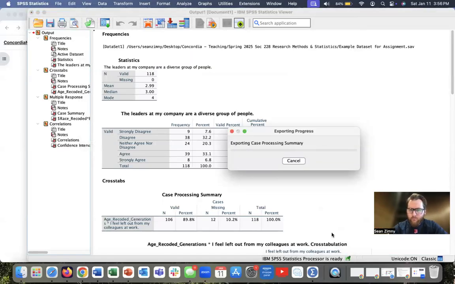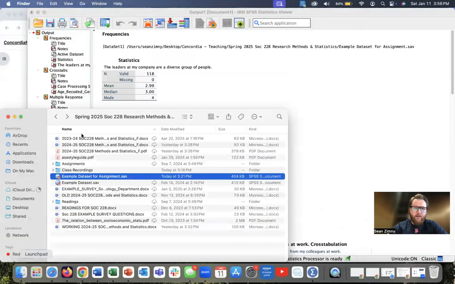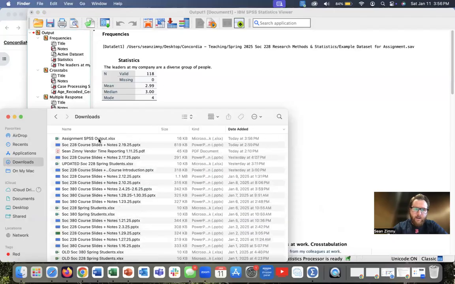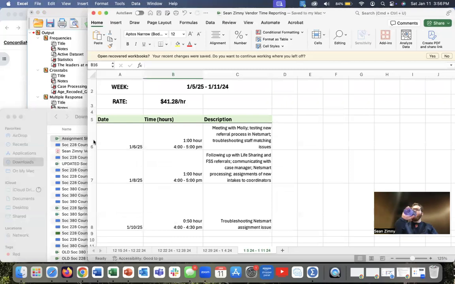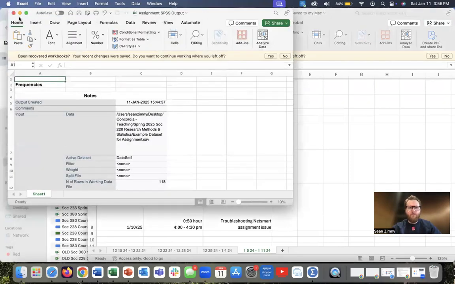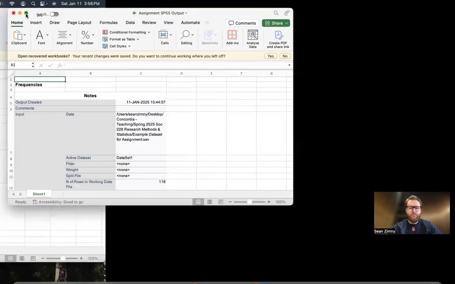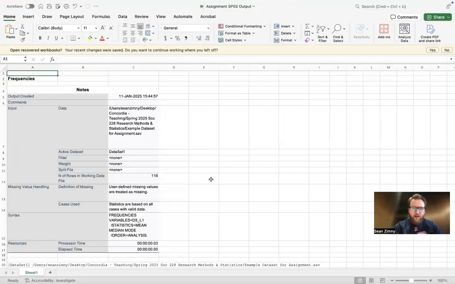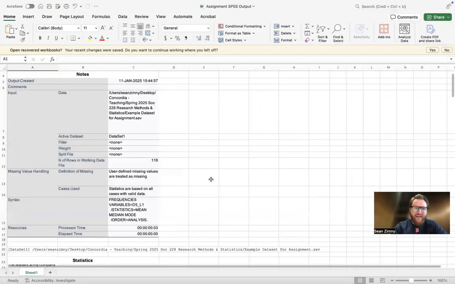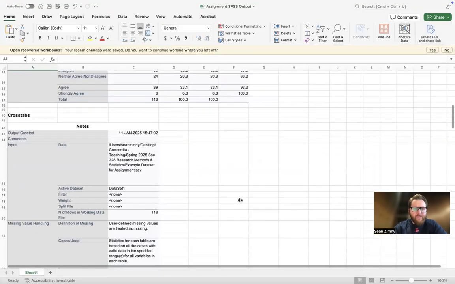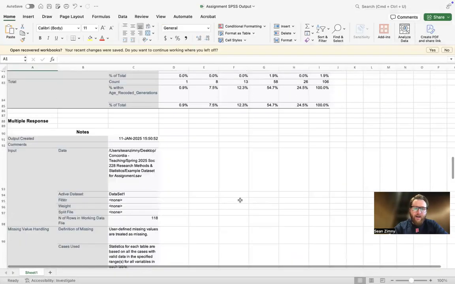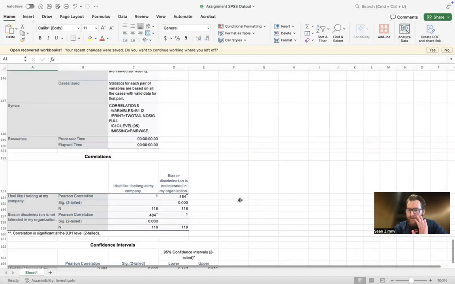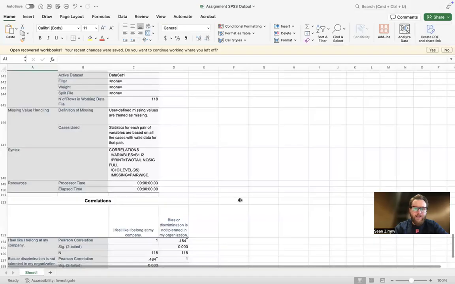And we're going to save that, and now we're going to click OK, and we're going to export it. You let that process, it might take a minute or so, might take a few seconds. Let's go down to our downloads now and assignment SPSS output. Let's take a look at what this looks like. Here it is. Here's our output. So now we have our frequency, we have our crosstab. Again, remember, you need to do 3 frequencies and 1 crosstab. And then we also have 3 frequencies, 2 crosstabs, and our 1 correlation here as well.